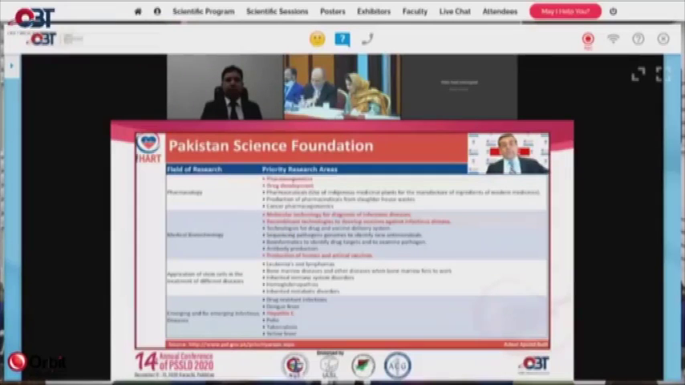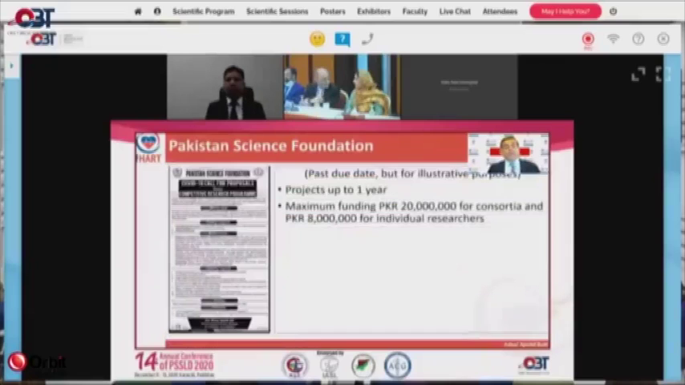And this is an example of one of their calls for proposals. They fund projects of up to 1 year or so, with maximum funding of 20 million rupees if you're going in as a consortium, and if you're going in as an individual researcher, up to 8 million rupees, which translates to about $50,000 for individuals and $125,000 or so for a consortium. So a substantial amount of funding for a country like Pakistan.